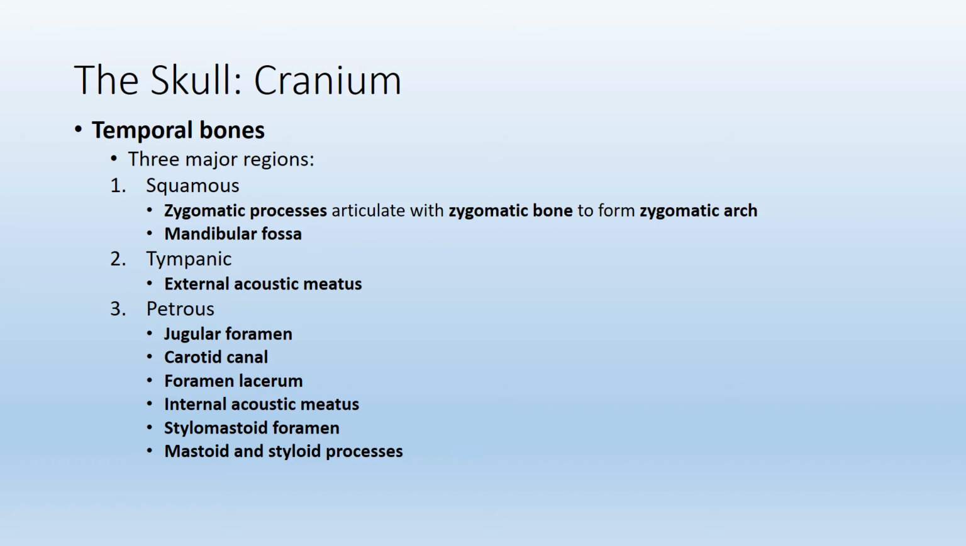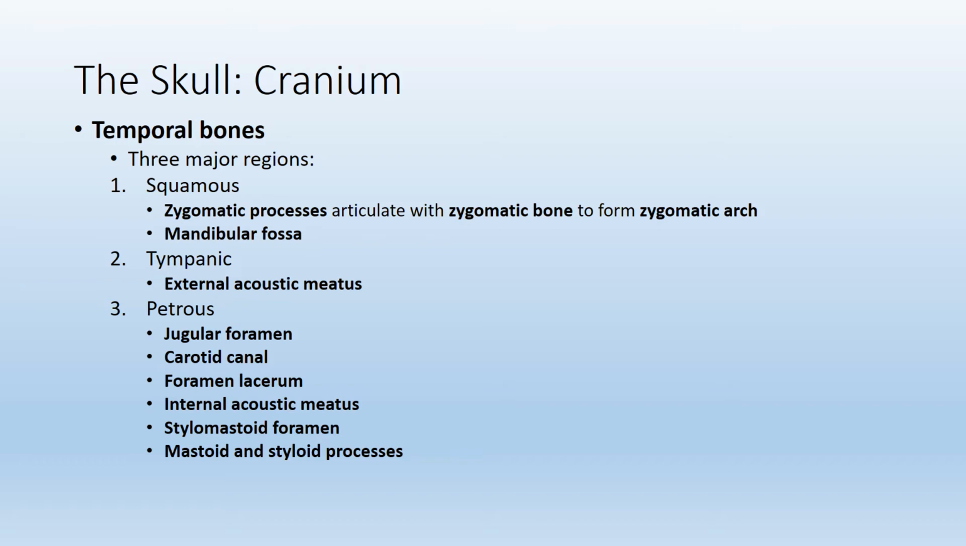Next, we have the mandibular fossa. We know that a fossa is a depression. This is found on the inferior aspect of the skull and actually articulates with the mandible to form the temporomandibular joint, or the TMJ. Next, the external acoustic meatus. This will be an opening on the outside of the skull. Think of this as where your ear attaches. It is also where you stick a Q-tip.